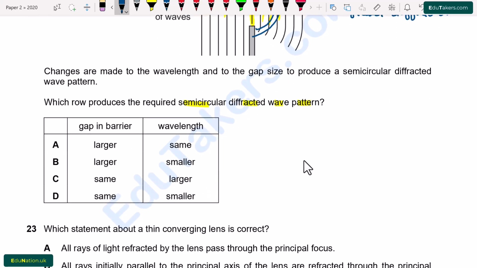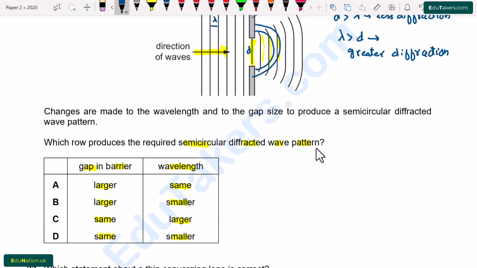So there are options: gap in the barrier, wavelength. Option A, gap is larger, wavelength is same. B, larger, smaller. C, same, larger. D, same and smaller. So here option C is correct because the gap is same but the wavelength is larger. So when the wavelength is larger as compared to gap, there should be greater diffraction. So option C is correct.